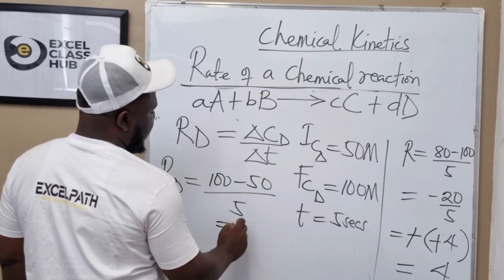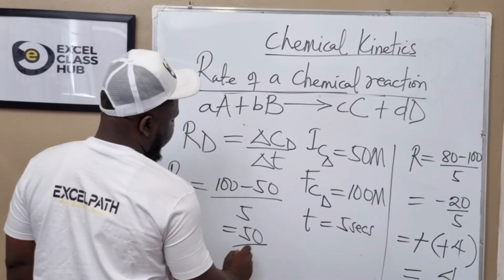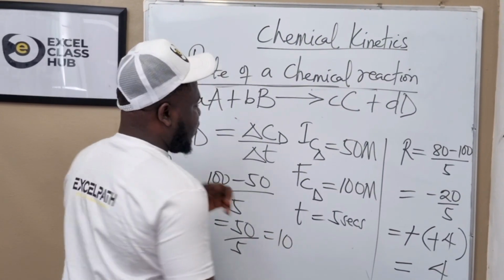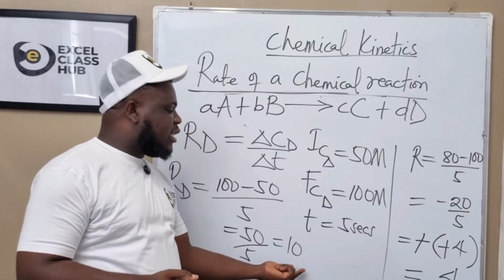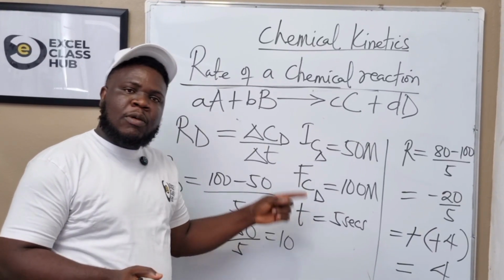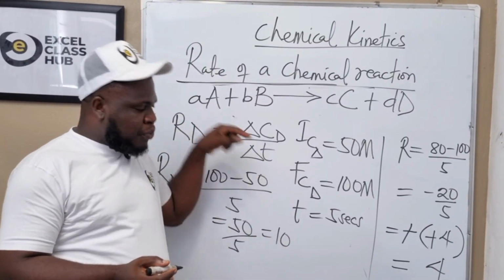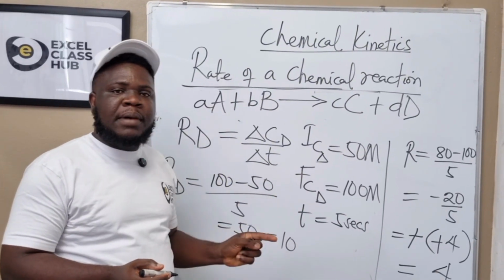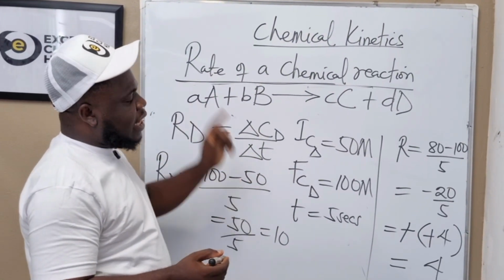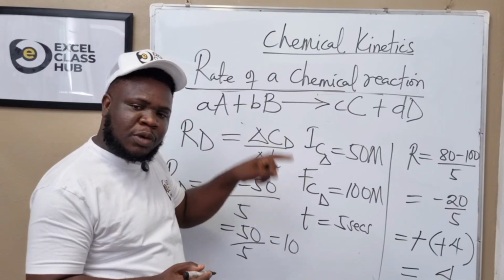100 minus 50 is 50, divided by 5. That will give us 10, which is positive. So we don't need to include negative for products. Why? Because product will always give us a positive answer. And remember, rate of a chemical reaction can never be negative. It has to be what?